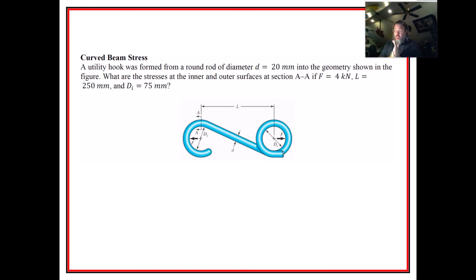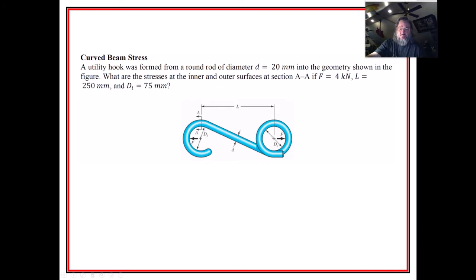Okay, so here is another problem for review, and here's a curved beam problem. It's a utility hook. It's formed from a round rod of 20 millimeters diameter, in the geometry shown below. What are the stresses in the inner and outer surfaces at section AA, right there, if the force is 4 kilonewtons, the length right there is 250 millimeters, and the DI, as shown, is 75 millimeters.